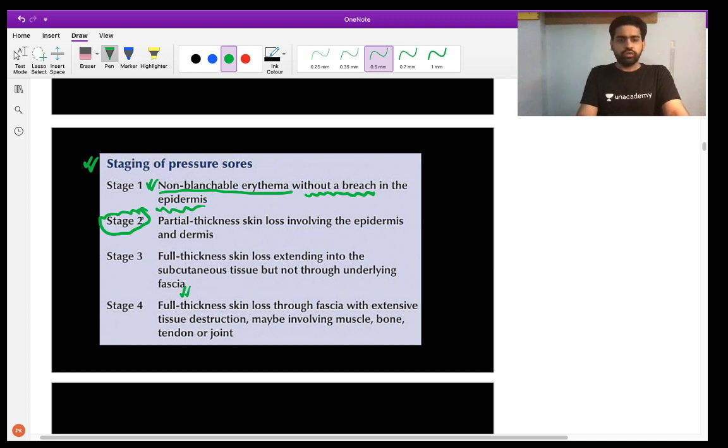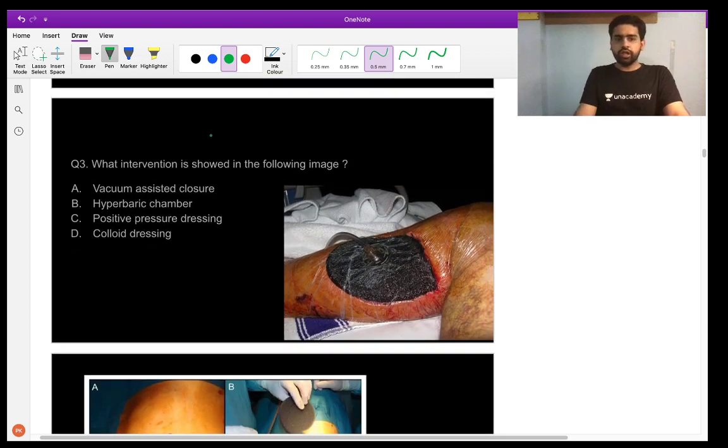Just remember stage 2: it is the partial thickness loss, and stage 1 is non-blanchable erythema without any breach in the epidermis. So this is important. Now the third question which was asked to you: what intervention is shown in the following image? This is basically a vacuum assisted closure. So two questions were asked on the bed sore only. This is also one of the treatments of the bed sore.